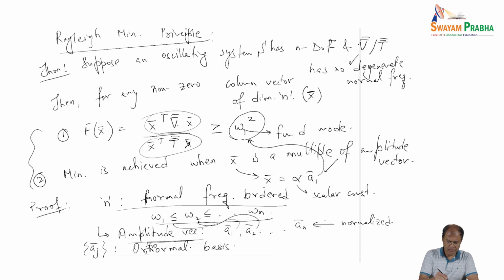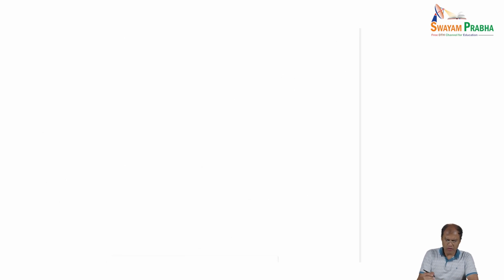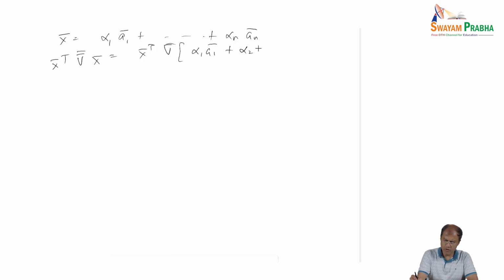So let us see what happens to this vector, which means that we want to find out what this quantity is, for any vector x. Now we are going to expand this vector in this orthonormal basis given by the aj's. So our vector x can be written as alpha 1 times a1 plus alpha 2 times a2 plus ... alpha n times an. Now if we look at the function f of x, we first have to evaluate the numerator. The numerator is x transpose V times (alpha 1 a1 plus alpha 2 a2 plus and so on plus alpha n an), right?